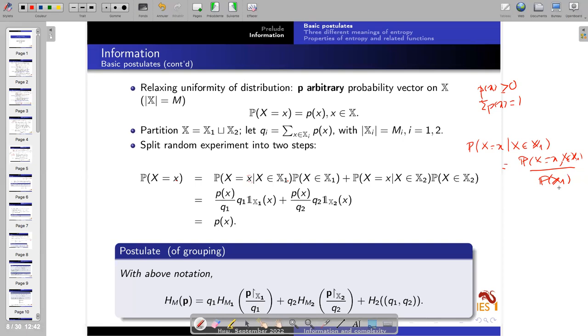Okay. There's a question in the chat. Do we partition X in any way we like? Absolutely, yes. The only thing you have to check is that the probability of the sets X1 and X2 is not zero, just to be able to divide by Q1. Nothing else. Okay.